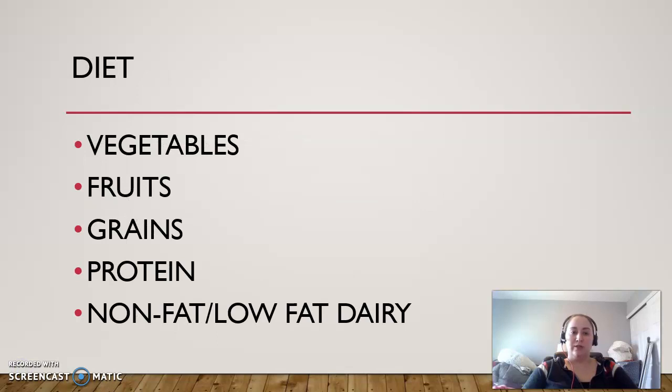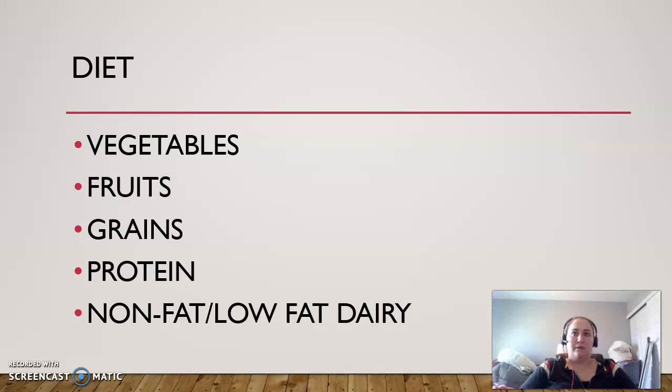With the diet, we want to make sure we're getting enough vegetables, fruits, grains, protein, and non-fat and low-fat dairy. So your vegetables can be non-starchy or starchy vegetables. And we want to try to limit the starchy ones. I know those are probably the better ones, but we do want to make sure we're limiting your potatoes, corn, and peas. And the non-starchy vegetables are going to be like your broccoli, carrots, peppers, and tomatoes.